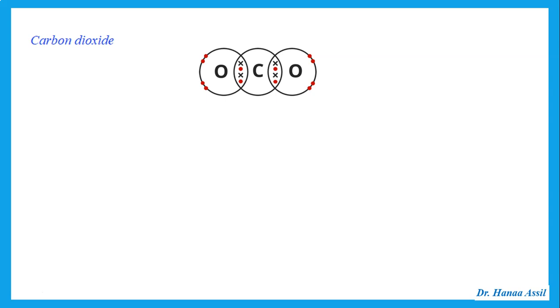Do not forget that each oxygen still has 4 electrons in its outer shell that is not involved in bonding. That means that each carbon and oxygen pair has a double covalent bond. That means the carbon dioxide has two double covalent bonds.